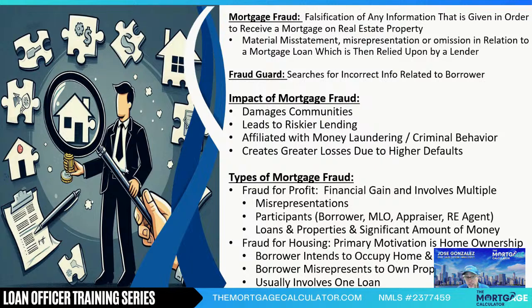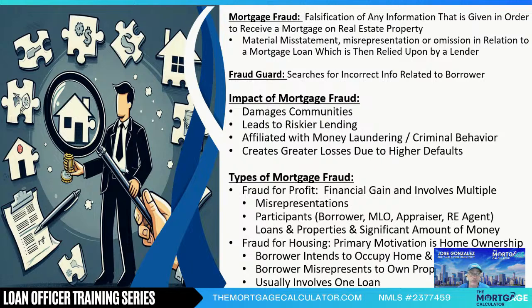Now, fraud for housing, the primary motivation there is home ownership. Whether it's a primary home or an investment property, the borrower is committing some type of fraud because they want the property, right? They either need somewhere to live or they want that investment property to create income. Now, in fraud for housing, the borrower does intend to occupy the home if it's a primary, and does intend to make payments if it's an investment property. But they want to get the property, and they probably wouldn't qualify if they didn't do some type of fraud, like alter their pay stubs, alter their bank statements, or whatever else they may be altering.